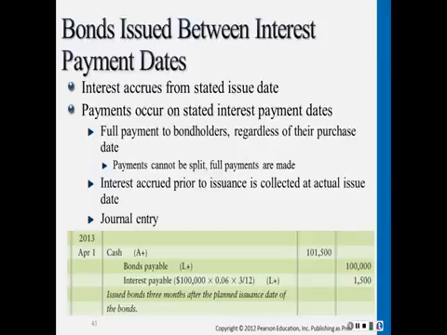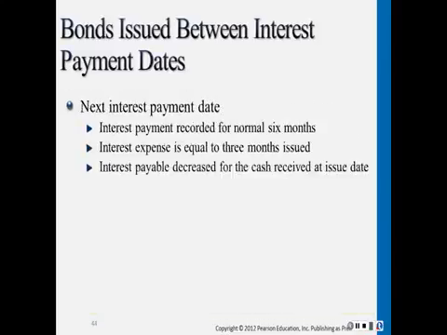On the next interest date, Smart Touch will pay 6 months interest to whomever owns the bonds at that time, but the company will have interest expense only for the 3 months the bonds have been outstanding.